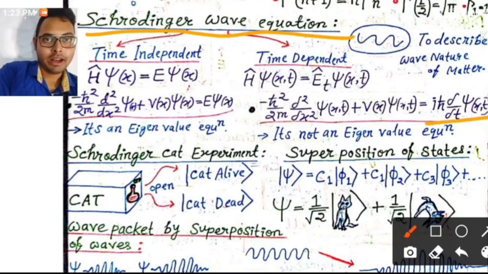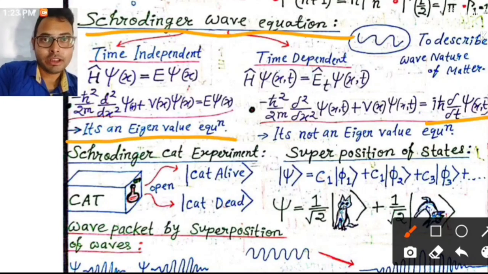This is the time dependent energy operator. This is the energy operator, when it depends on time. So look at this very important line: it is an eigenvalue equation, if it doesn't depend on time.